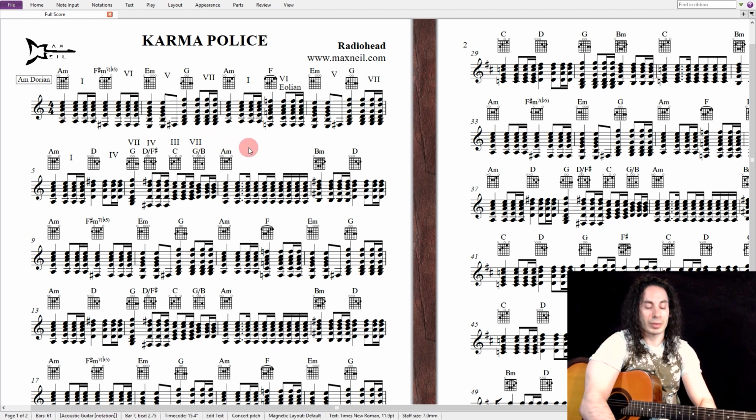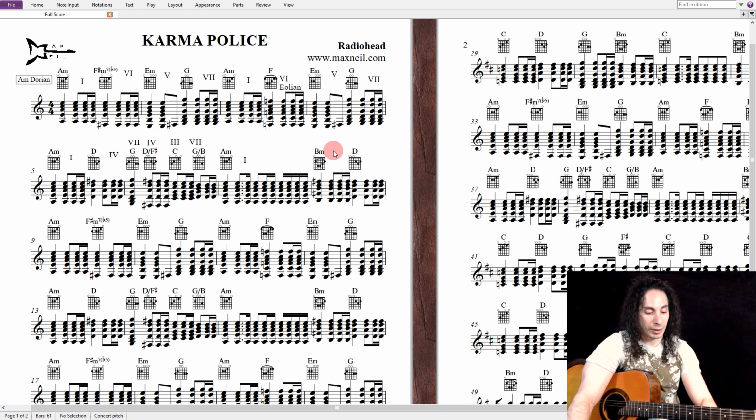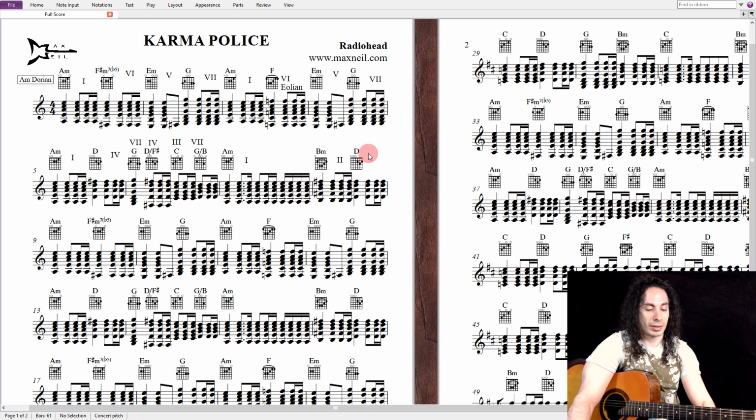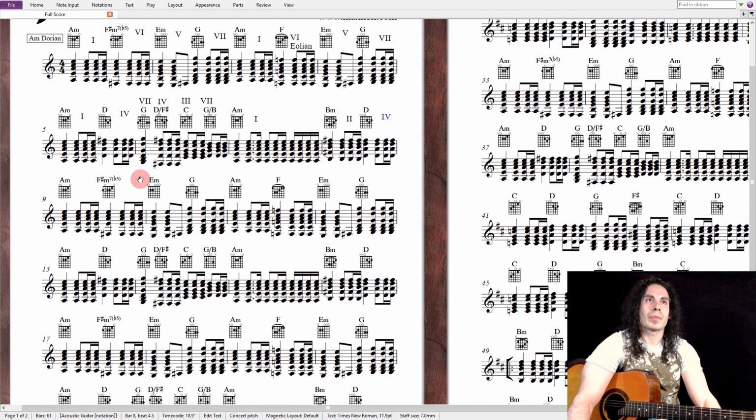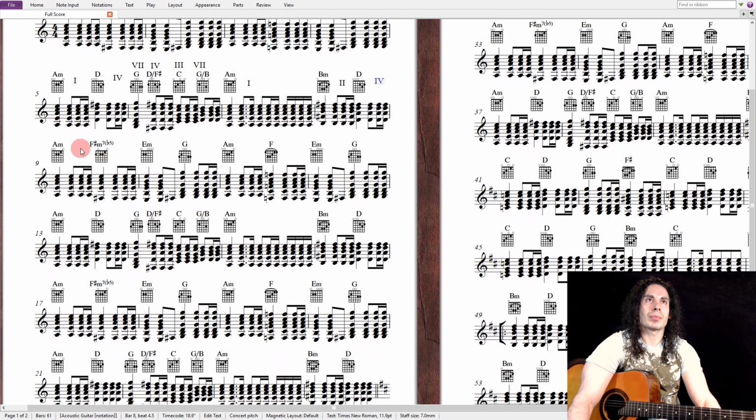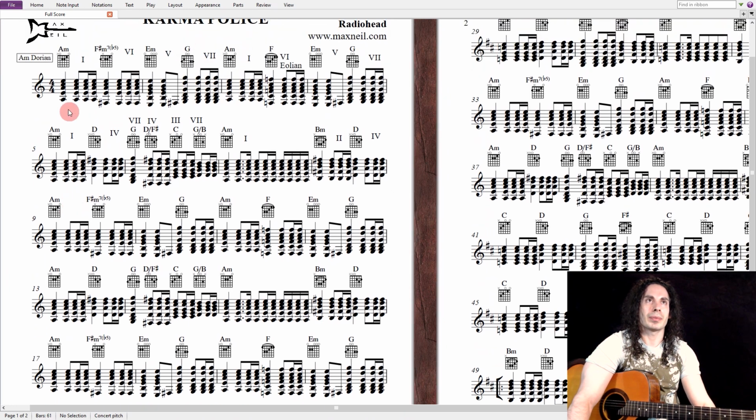Now A minor is the 1. You see this part over here, it might be in Aeolian, but since it resolves from the D to the A, we are still thinking in A minor Dorian, okay? So this is the 2nd, and this is the 4th, okay? And here's the same thing.